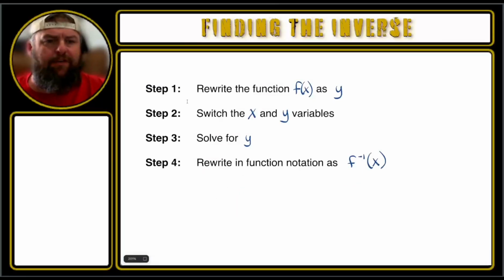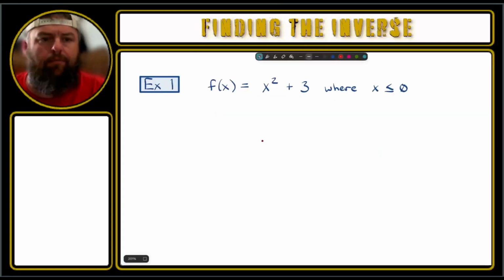When we need to find the inverse of a quadratic or square root function, we can generalize the algebraic process by following these four simple steps. Step 1, rewrite the function f of x as y. Step 2, switch the x and the y variables. Step 3, solve for y. And step 4, rewrite in function notation as f inverse of x.